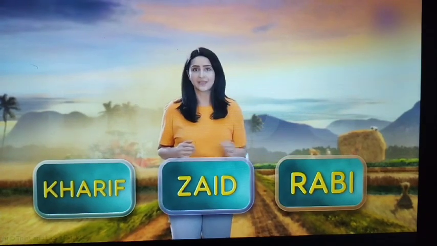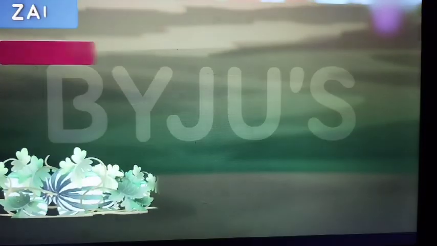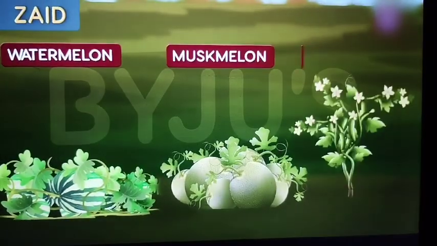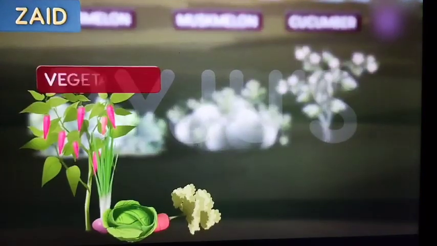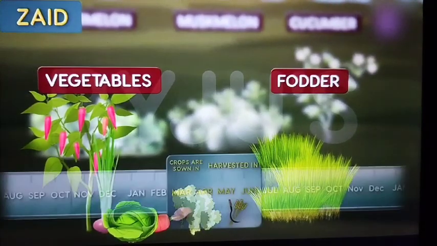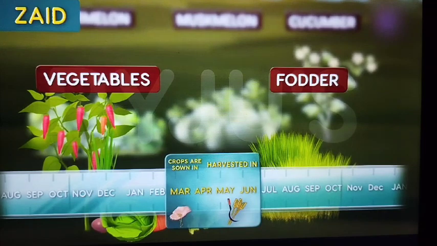There is also a short cropping season between Rabi and Kharif. It is called Zaid. Cultivation of watermelon, muskmelon, cucumber, vegetables, and fodder is done during the Zaid season.